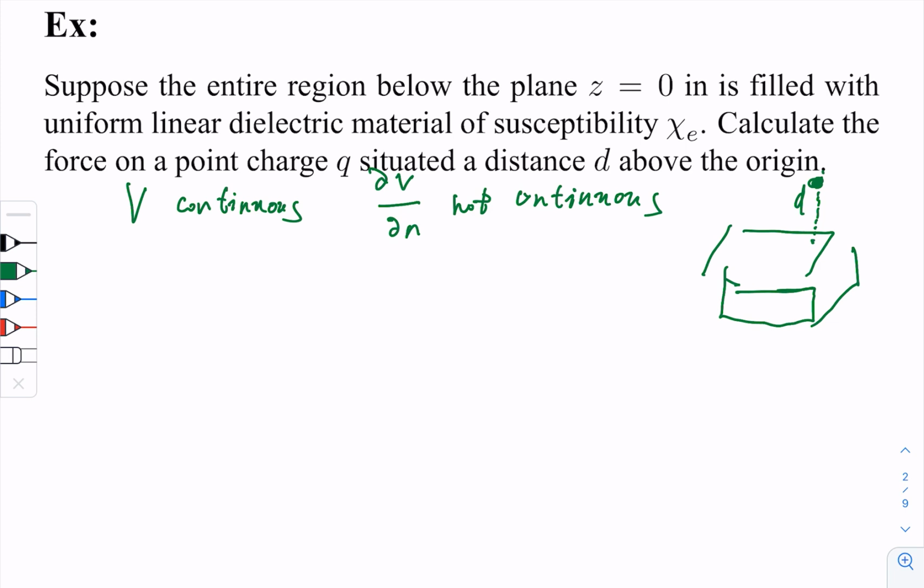We looked at a similar problem before. In this problem, if the bottom dielectric material is replaced by a conductor, then this is the problem of image charge. And if you still remember, the solution is that you can add an image charge right below this xy plane with an opposite charge. But here we are replacing the conductor by dielectric material.